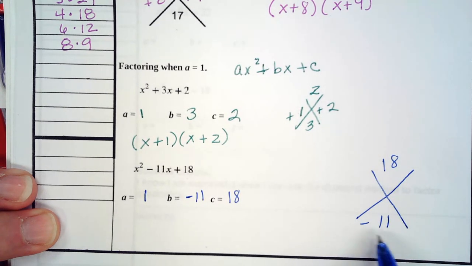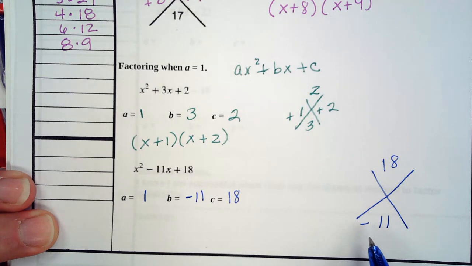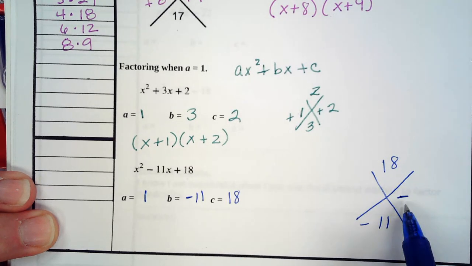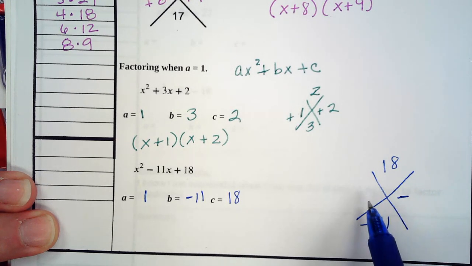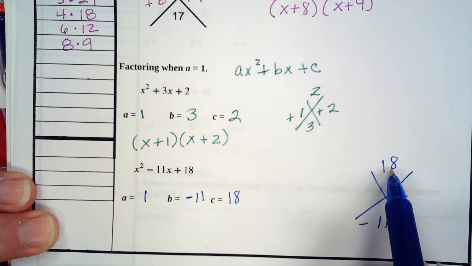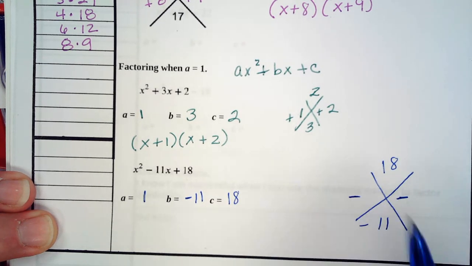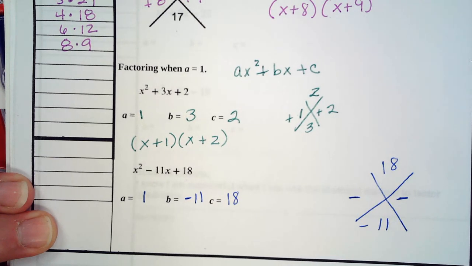Okay, when b is negative, I know that I have to have at least one negative number. If I have to have at least one negative number, what do I know about my other factor? What times what gives me 18? What times a negative number will give me a positive number? Well, that means that both of them have to be negative. The only way I can get a positive 18 is if I'm multiplying two negative numbers.